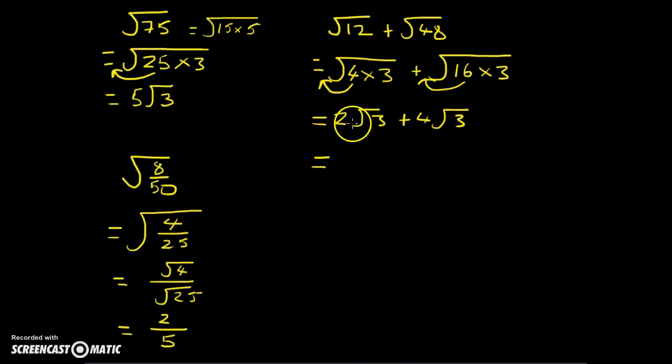So now we've got 2 lots of root 3, and 4 lots of root 3. So 2 lots of root 3 plus 4 lots of root 3 is 6 root 3.